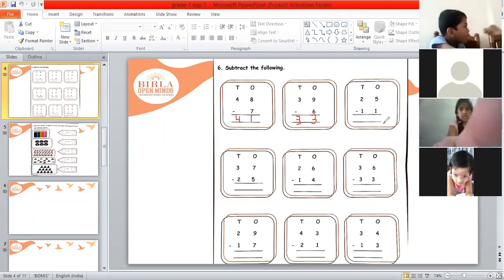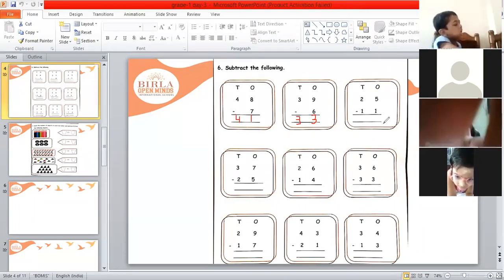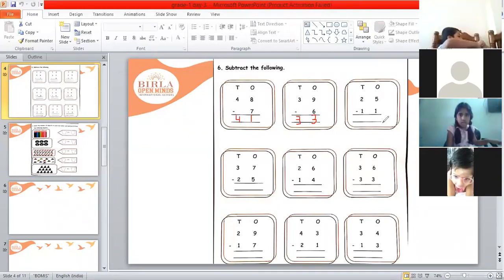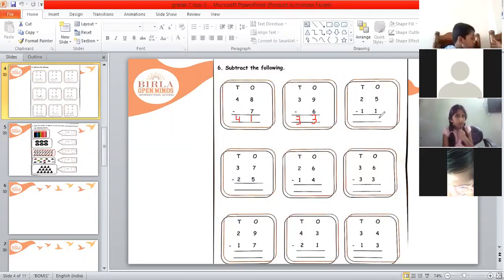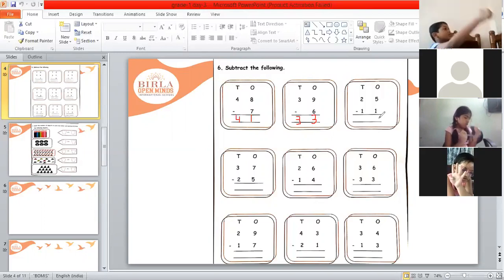Now tell me what are the numbers in ones place, Mana? 5 and 1. So how many fingers we will take out? No. How many fingers we will take out? First, how many fingers you will take out? 5. Show me your 5 fingers quickly. Now, how many fingers you will remove? 1. Remove. How many are left? 4. Yeah, so we will write here 4 in ones place.